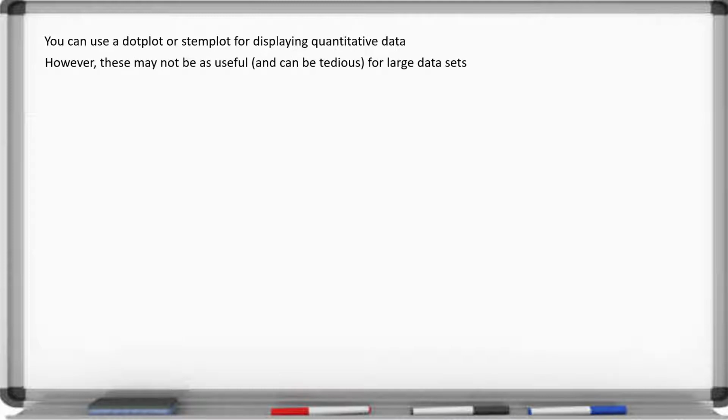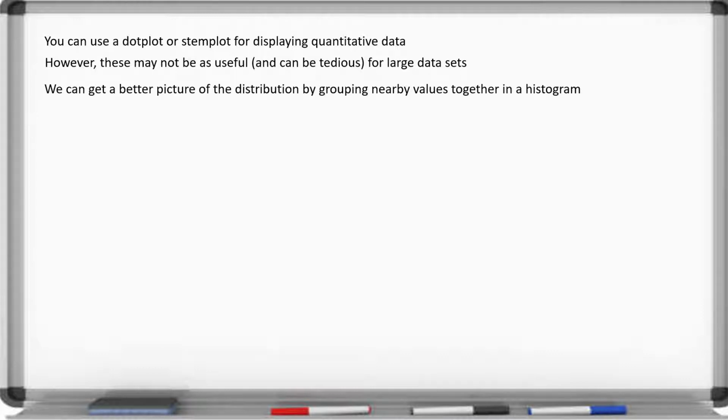All right, so we know from the previous lessons that we can make a dot plot or a stem plot, and that's used for displaying quantitative data, which are numerical data that can be averaged. However, these may not be as useful and can actually be tedious for large data sets. So what we can do is group nearby values together and get a better picture of the distributions. And this is essentially what a histogram does.